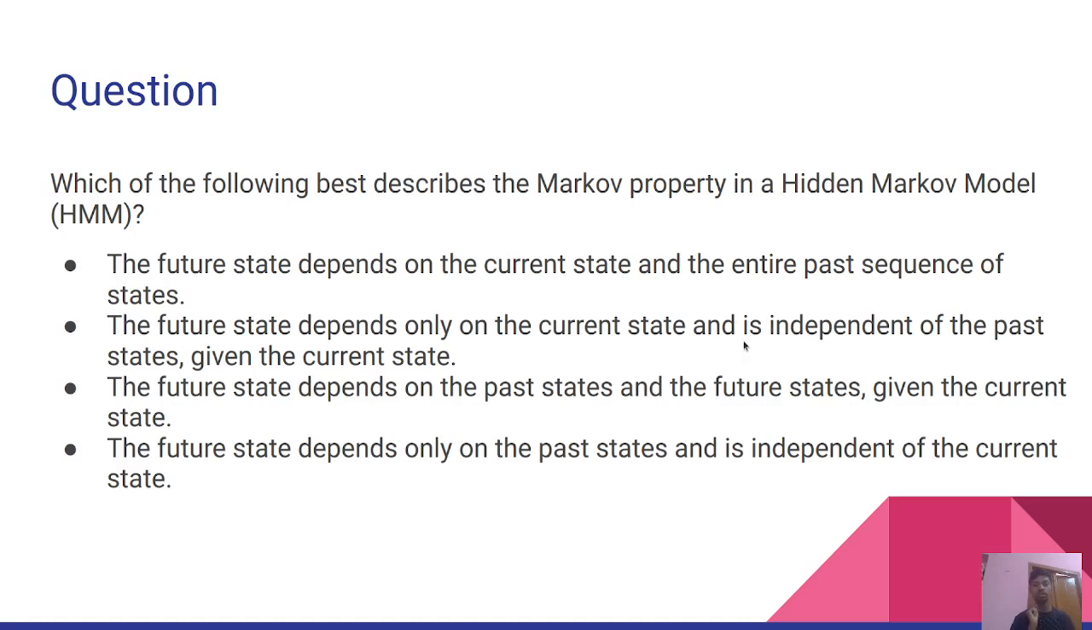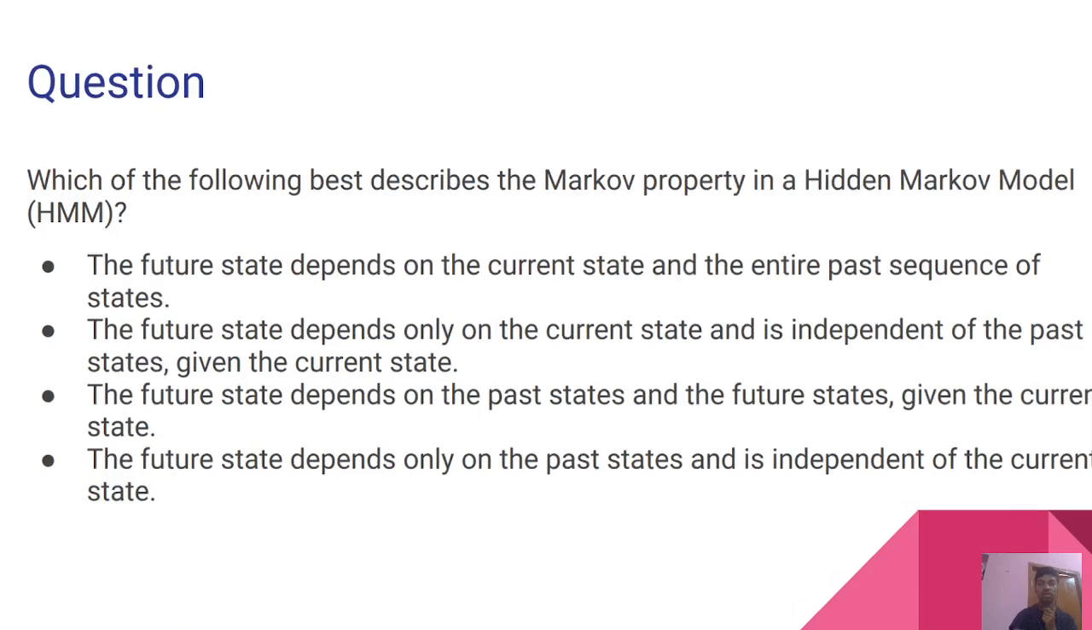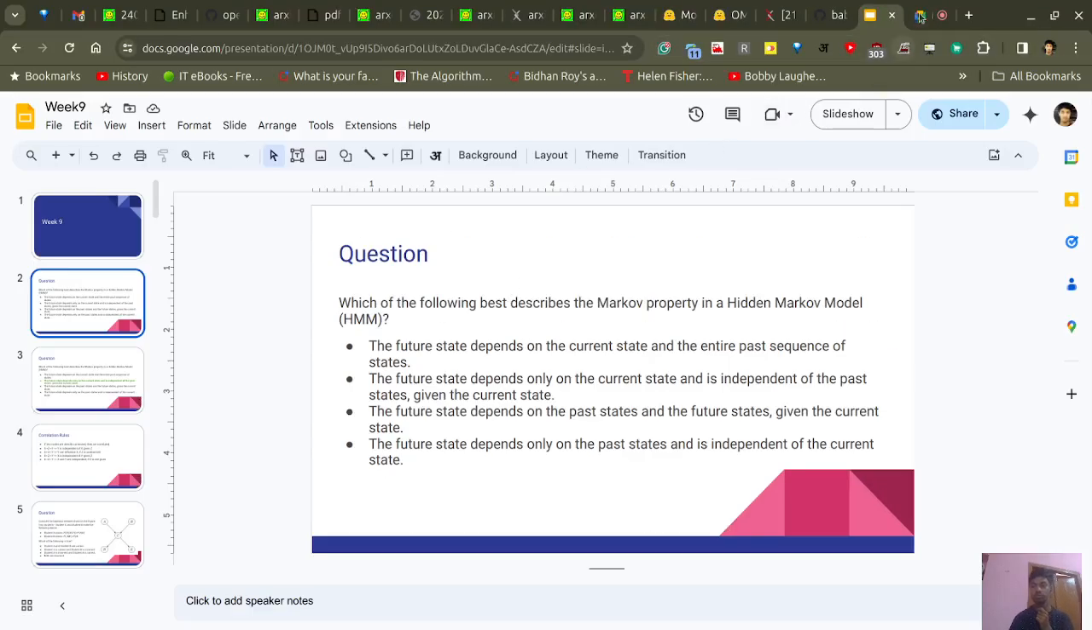The third option is that the future state depends upon the past states and future states given the current state. And the last option is that the future state depends only on the past states, and it is not really dependent upon the current state. So which one of the four options is correct? You can write the answers in the comment box.